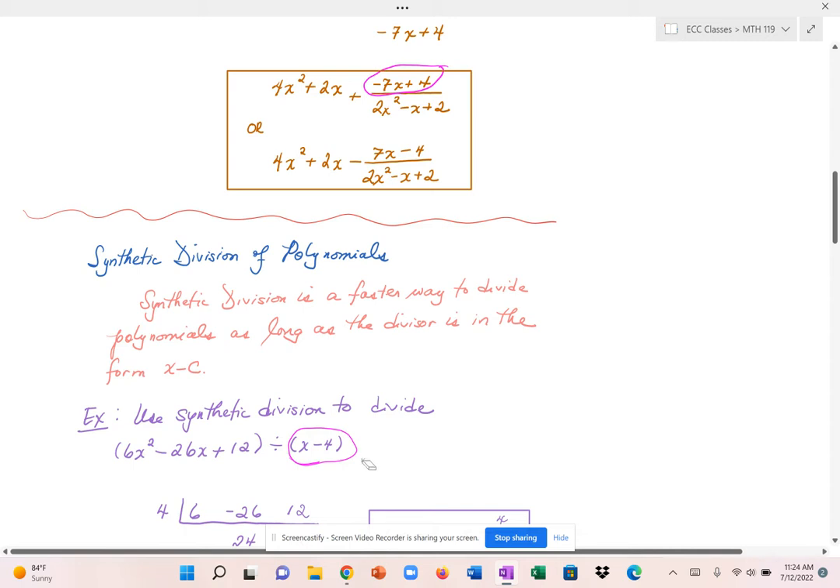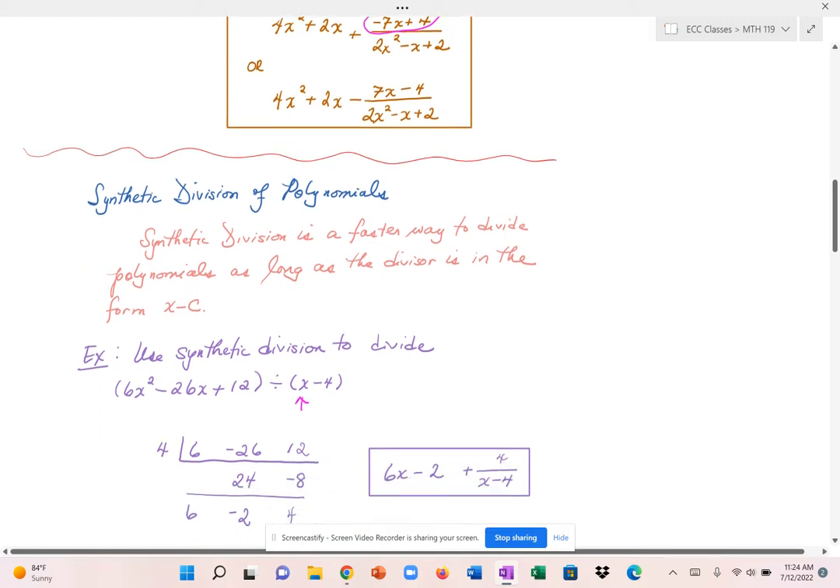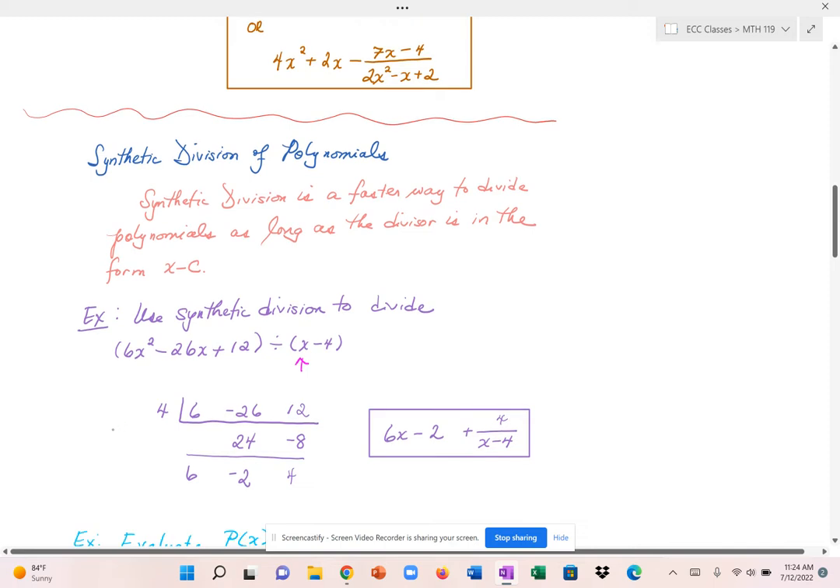So the technique is that your divisor has to be in the format of x plus or minus some number. If you have a coefficient in front of x here, then there's another step we're going to have to do. We'll do that later on. So you put the opposite sign of the number associated with the x, which in this case is 4, on the outside. And so you're going to put the 4 and then put a bar like this. So it's different than long division where we have a bar like that.